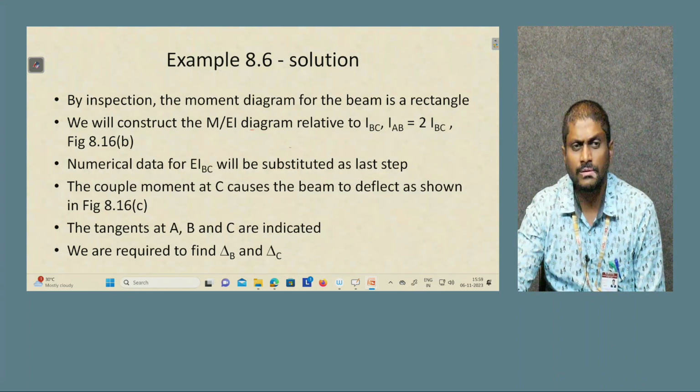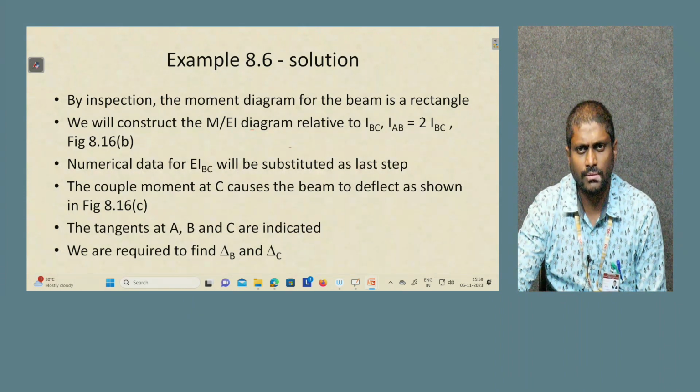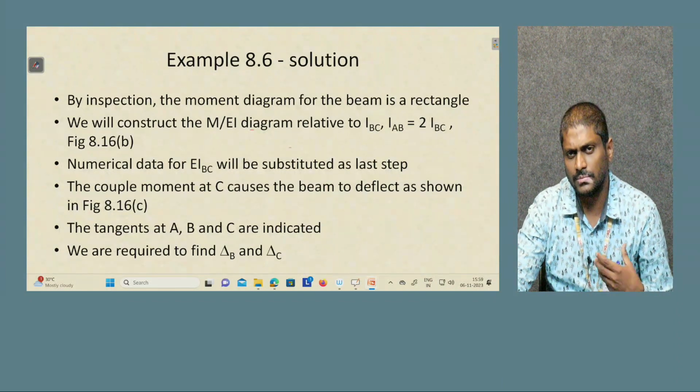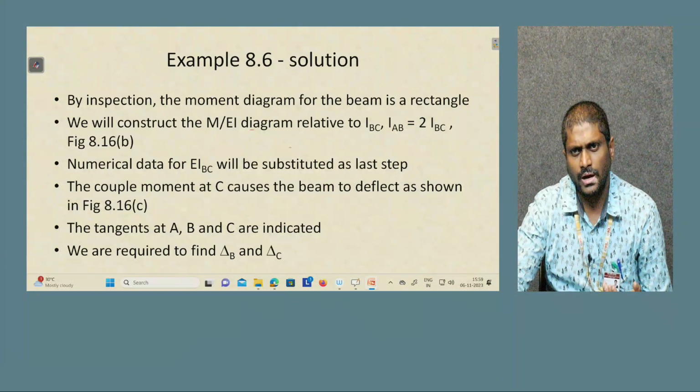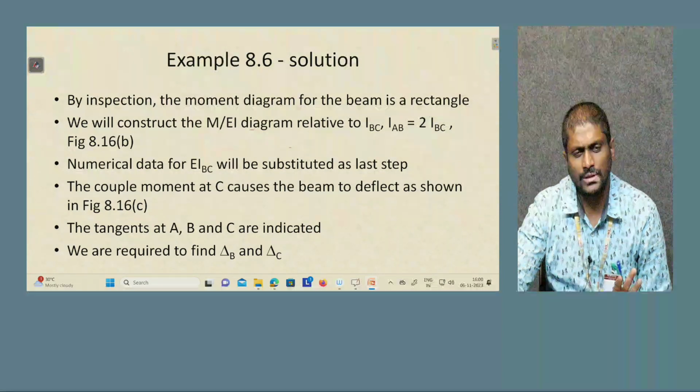By inspection, the moment diagram for the beam is a rectangle. We will construct the M by EI diagram relative to IBC, which is the moment of inertia. IAB equals 2 IBC. Then the numerical data for EIBC will be substituted as the last step. The coupled moment at C causes the beam to deflect as shown. The tangents at A, B, C are indicated.